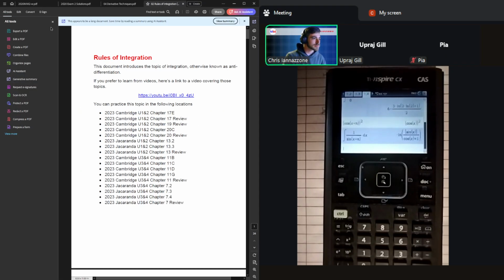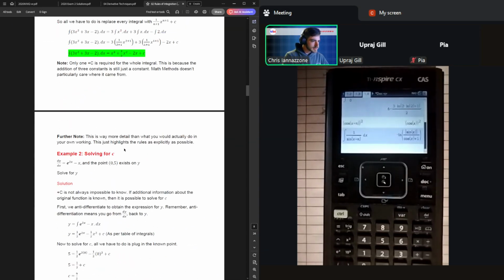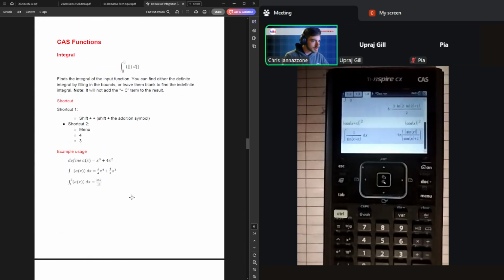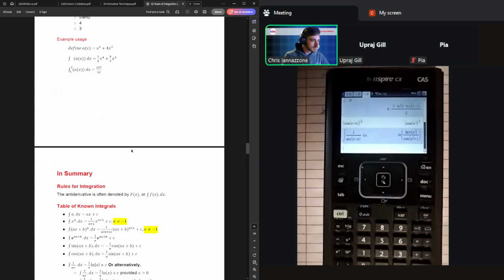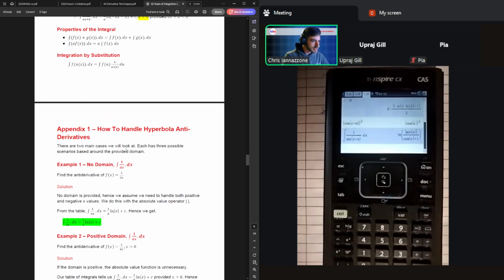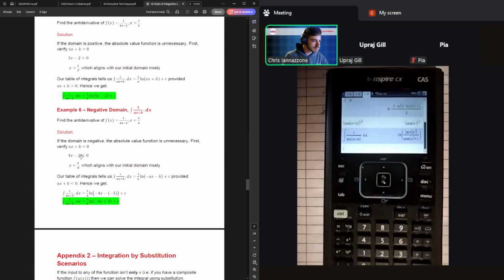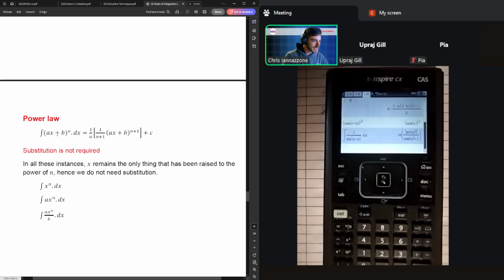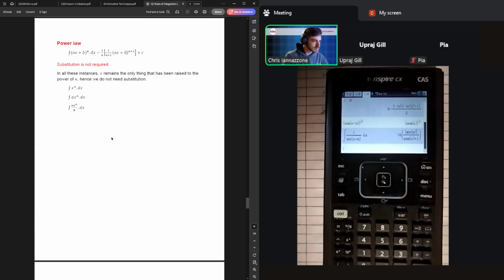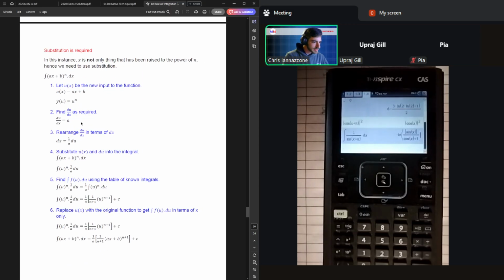Rules for integration. There's this special thing that you can do, and I forget what it's called. It's been so long. Integration by substitution. So this is where you can now, where is it? Oh, Appendix 2. I thought I deleted it for some reason. This is where you can now handle these sorts of things. So let's see what happens.